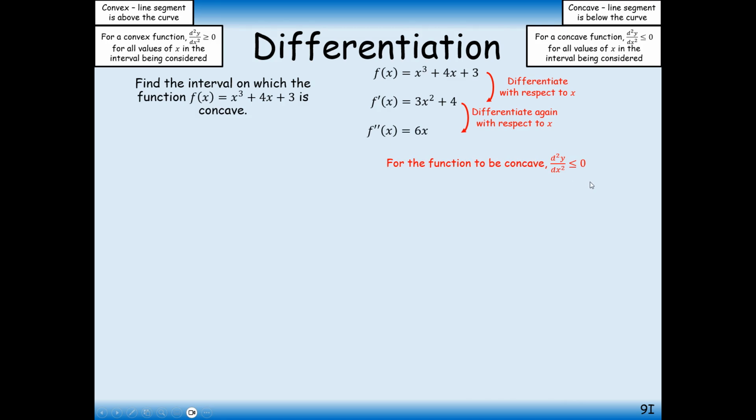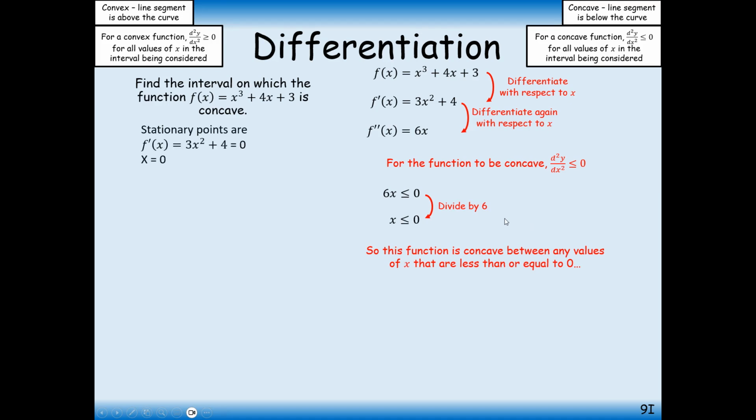Now, for which values of x is 6x negative? We said the concave part is where the second derivative is negative. So how can 6x be negative? Well, the 6 is positive, so the value of x must be negative. We can solve this inequality for x, and say, when is it negative? When x is negative. So that's the interval where the graph will be concave.